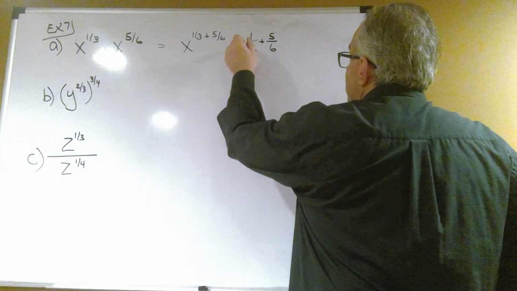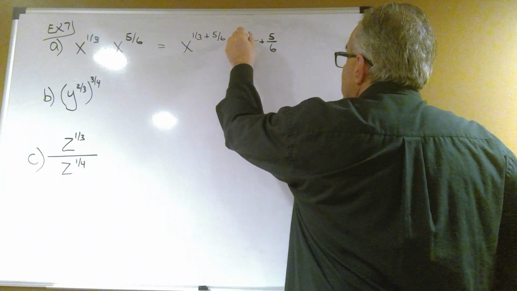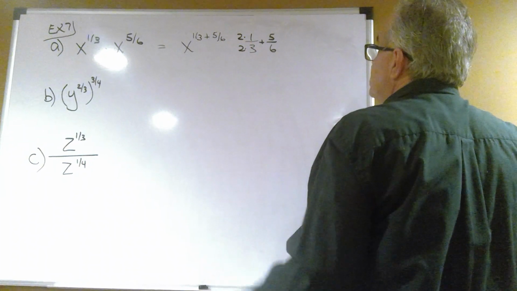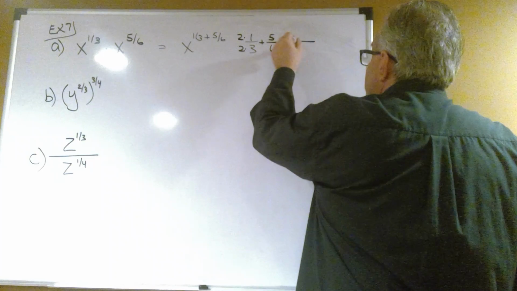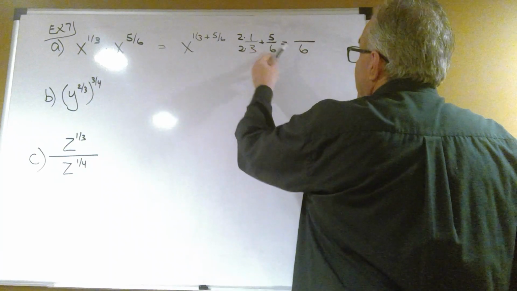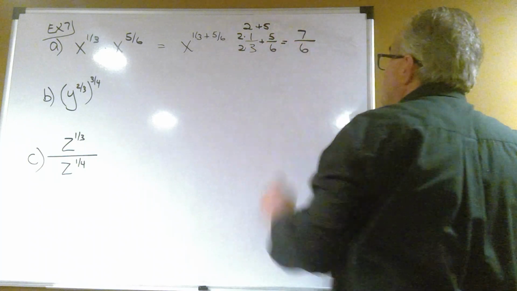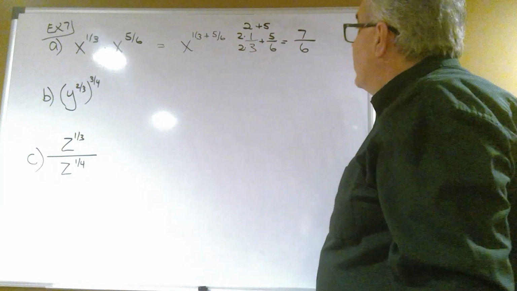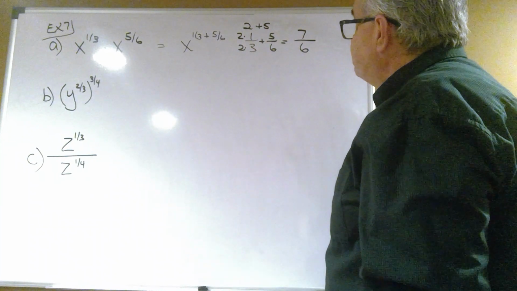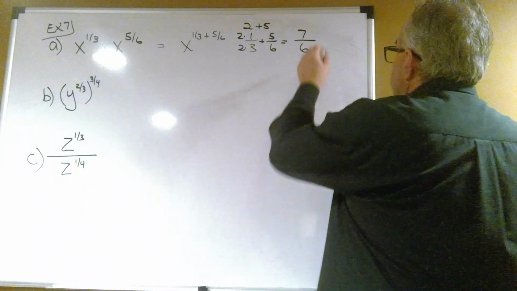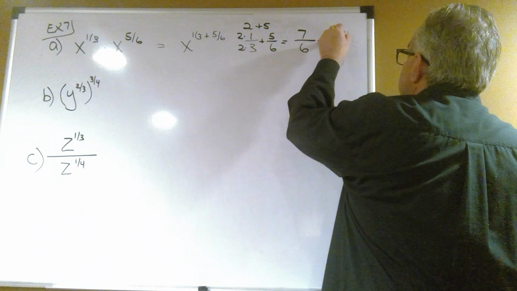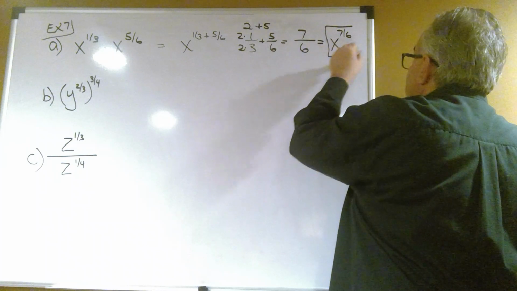So here are my exponents. I multiply the numerator and denominator of 1/3 by 2 over 2, so I know I'm going to have a 6 here, and I'll add my numerators. 2 times 1 is 2, plus 5 gives me 7 over 6. Okay, and we're done. Oh, wait a minute, no, this equals x to the 7 over 6. Now I'm done.